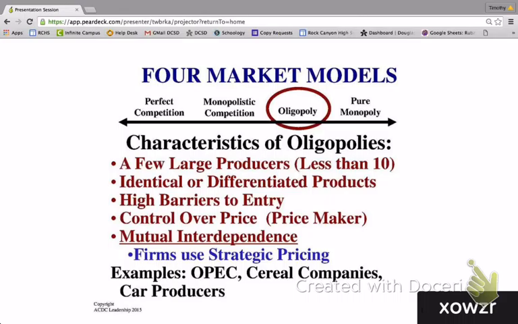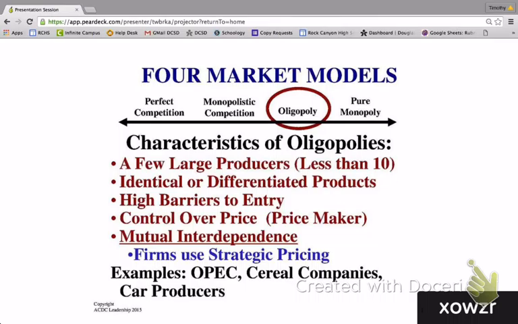But one characteristic that seems to be fairly unique amongst oligopolies is mutual interdependence. In other words, the behavior of your competitor affects the outcome for you. So the decisions that you make will also affect your competitors. So there is mutual interdependence. Firms that compete with each other under oligopoly are dependent upon each other. And therefore, we're going to find that firms, when they try to maximize their profits, use a behavior that we call strategic pricing.